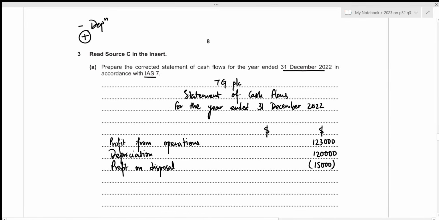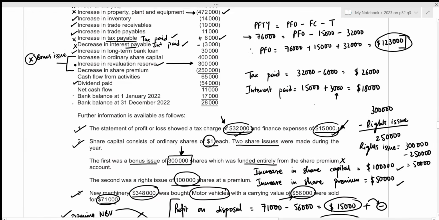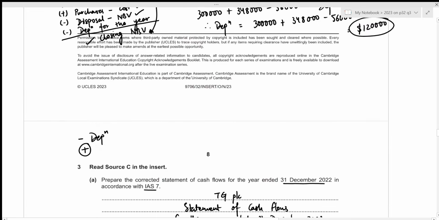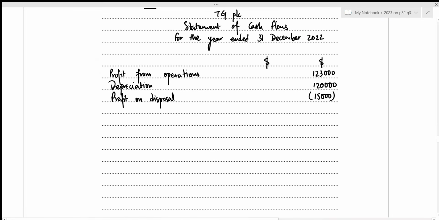Then the other adjustments for increment and decrement in our current assets and current liabilities were correct. So we can just copy down those entries. We have the increase in inventory of 14,000. We have increase in trade receivables of 19,000, and we have increase in trade payables of 11,000. After adding these, we can figure out the cash from operations. So we can start with increase in inventory.